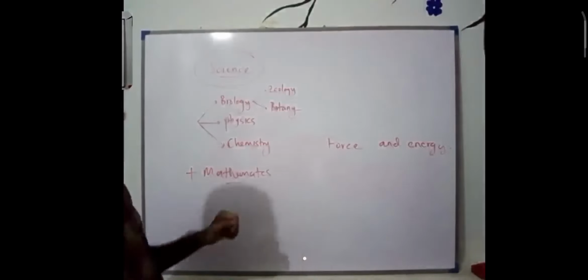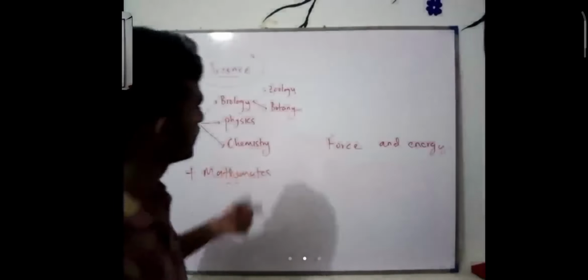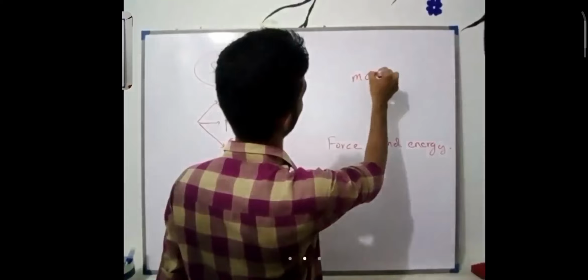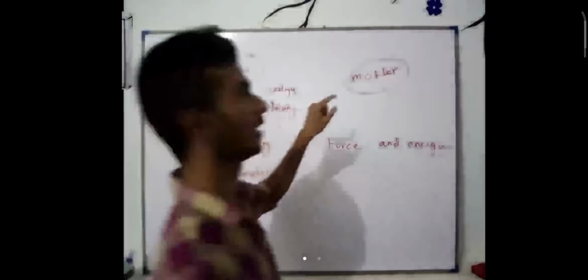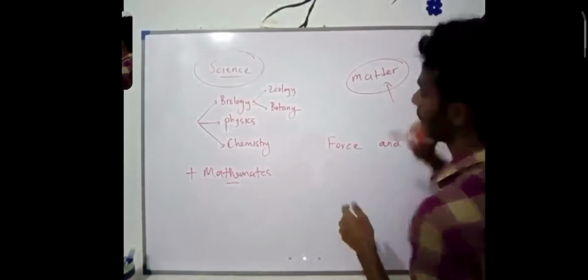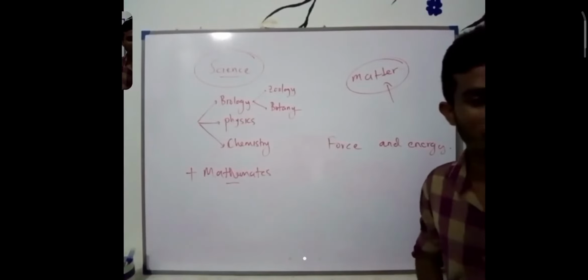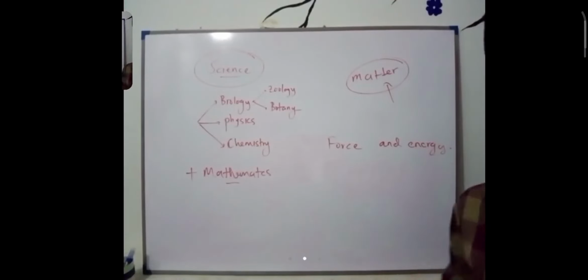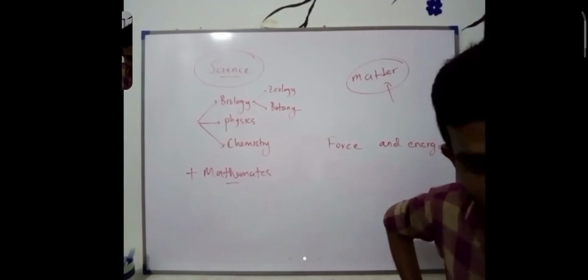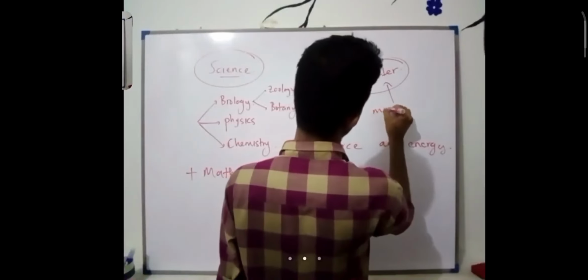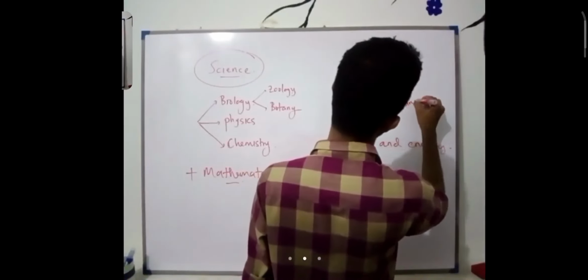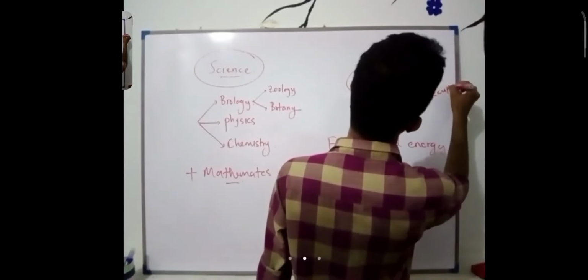And what is chemistry? We are going to study about matter. Right? So we are going to study about matter in chemistry. Now tell me, what is matter? What is the definition of matter? If you are not able to speak now, you can just type the definition of matter. What do you understand by matter? Matter is anything that has mass and occupies space.